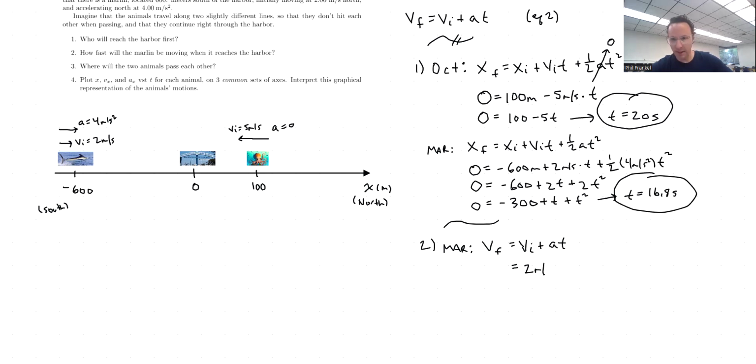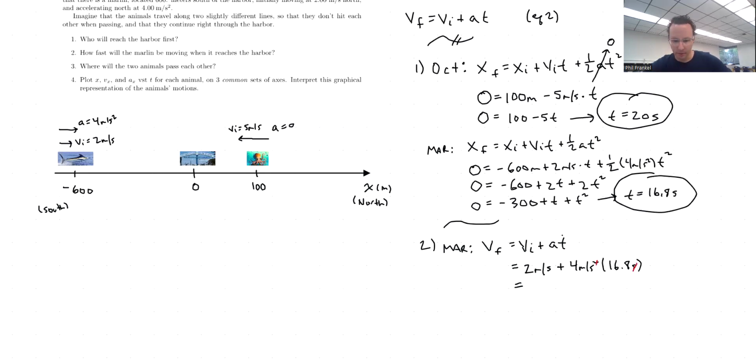The marlin's acceleration is 4 meters per second squared. And then I have to multiply acceleration by time. Well, we just found in the previous problem that the time at which the marlin flies by the harbor is 16.8 seconds. So if I do the calculation here, first of all, note that the first term has units of meters per second already. The second term has units of meters per second squared times seconds. But that means one factor of seconds goes away in the numerator and the denominator of those units there. So both terms do have units of meters per second.